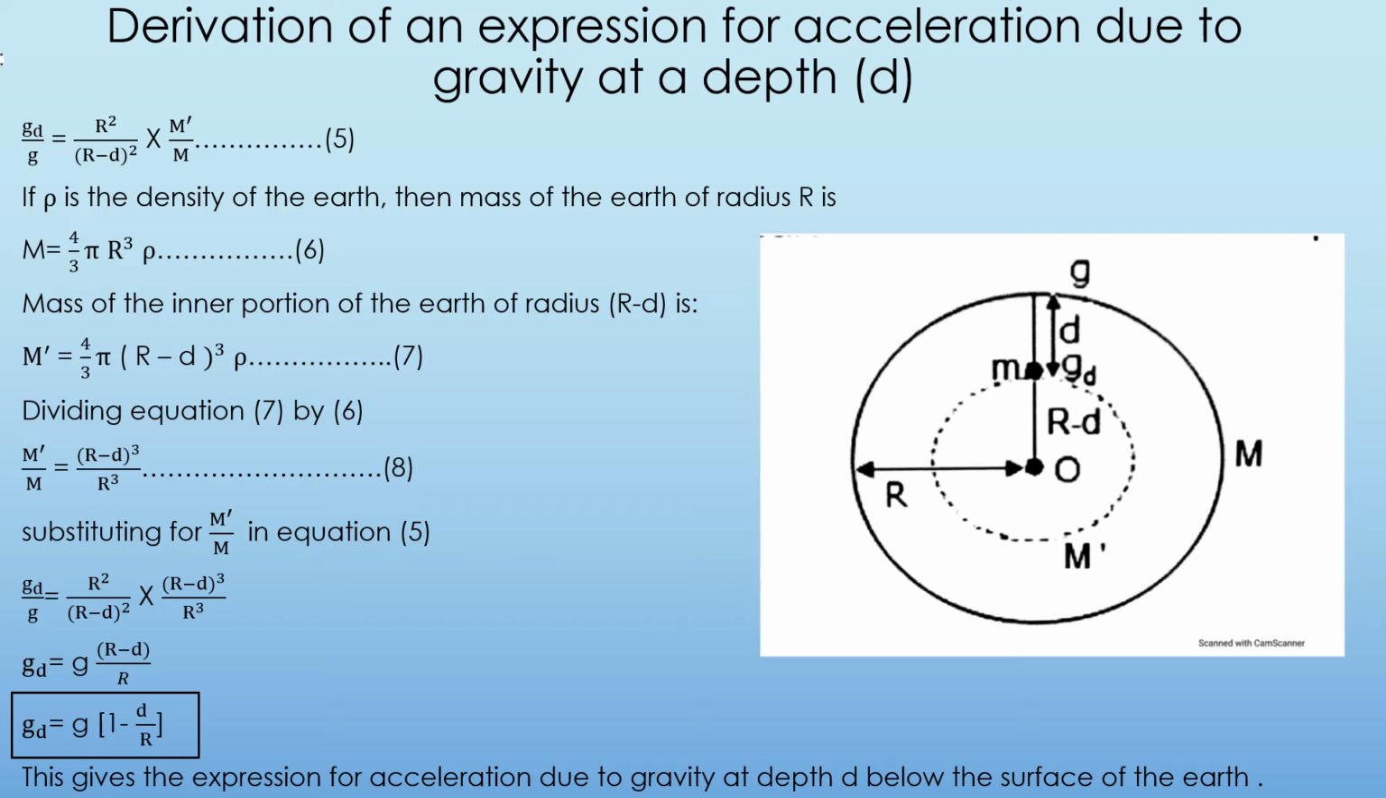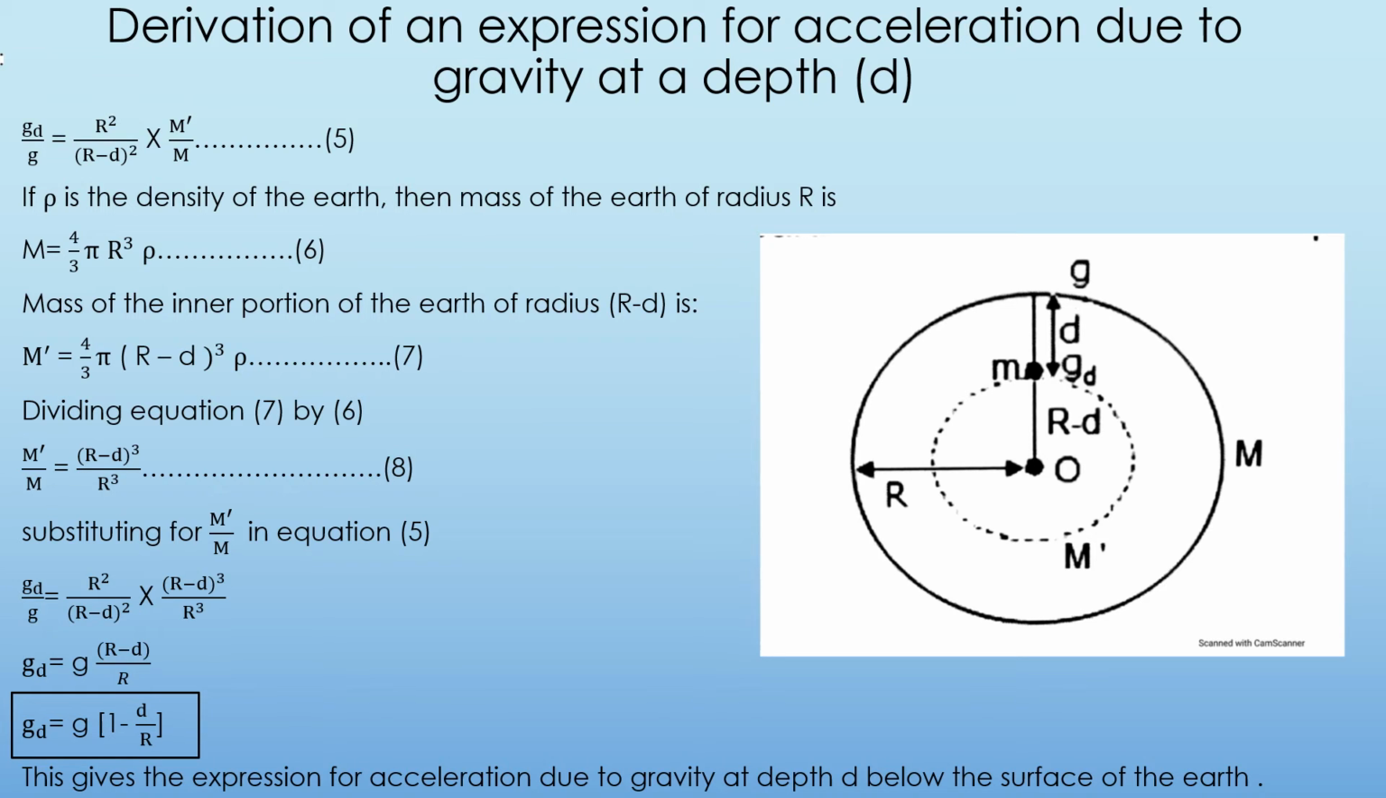Now, dividing equation 7 by 6, what happens? M' by M is equal to, what all cancels? 4 by 3 pi cancels and rho also cancels. What is left? (R minus d) whole cube divided by R cube, which is equation 8. Now, substituting for M' by M in equation 5, we have M' by M in equation 5, and we'll substitute the value from equation 8.